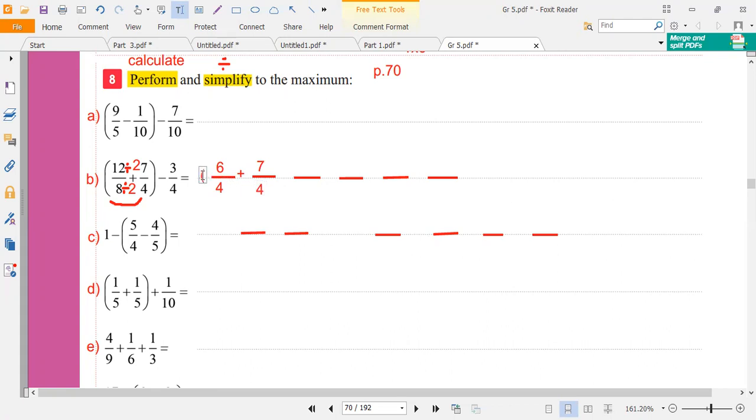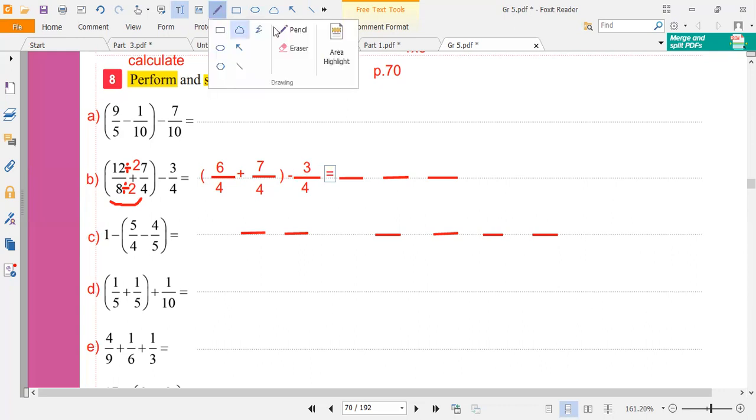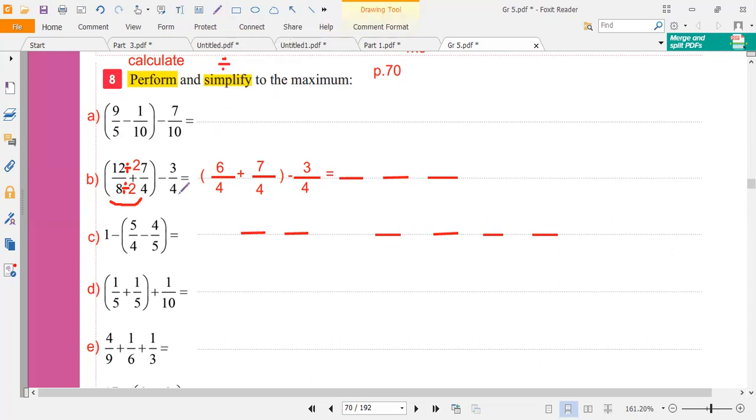And we have parentheses here. So we keep the parentheses until we get the answer of the fractions between the parentheses. We have minus 3 quarters. So we write this fraction like it is, minus 3 quarters. So we write minus 3 quarters here after the numbers between parentheses.